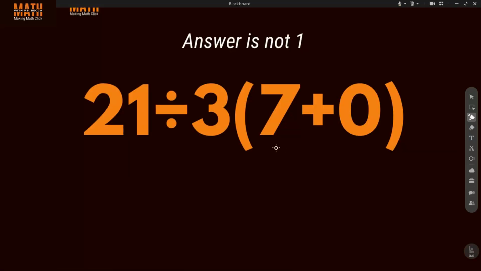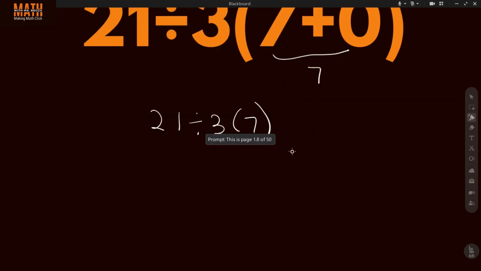Let's solve it together. Yes, we are to solve what we have in the parentheses first. That is 7 plus 0 gives 7. Now let's rewrite it. This becomes 21 divided by 3 bracket 7. And that bracket is the same thing as multiplication. So let's rewrite it this way: 21 divided by 3, then times 7.